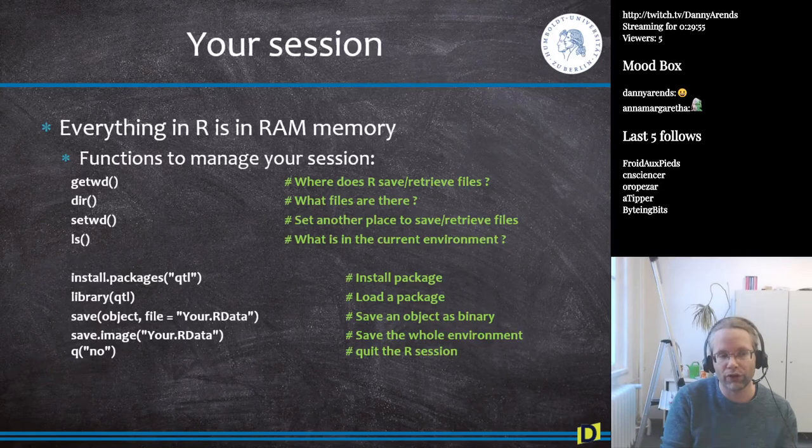So if you want to, for example, install a package called QTL, then you can do that using the install.packages function, and then you give it the name, and the name needs to be surrounded by quotes, meaning that this is a character vector in R. So installing the package doesn't do anything. It just contacts the external server, downloads the package to your hard drive, and then it stops.